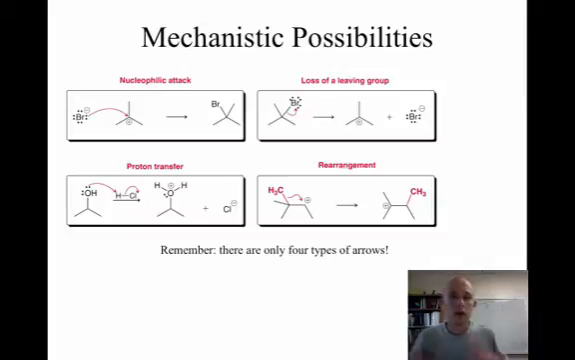Let's remember that when we're drawing the mechanism of the E2 elimination or any elimination reaction, we have to use one of the four allowed moves in organic chemistry. We can only do a nucleophilic attack step, a loss of a leaving group, a proton transfer, or a rearrangement. There's only four kinds of arrows, and those are the types of arrows that we're going to use to describe elimination reaction mechanisms.